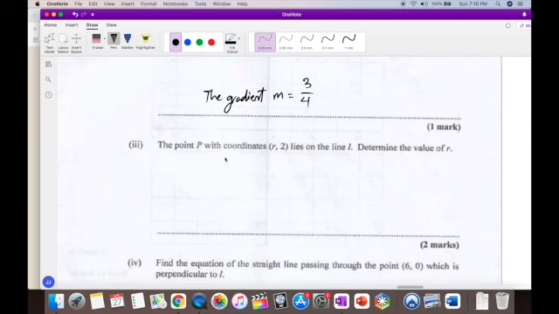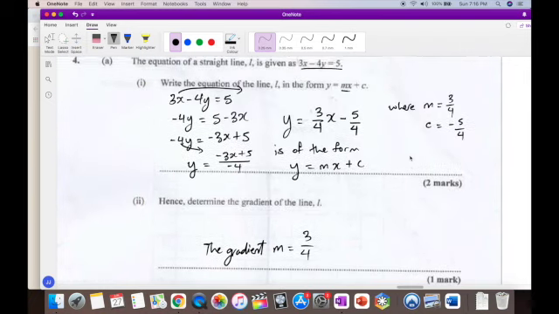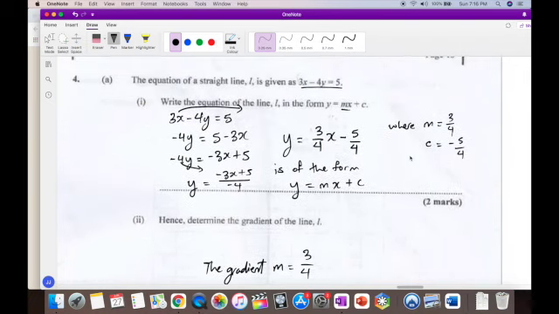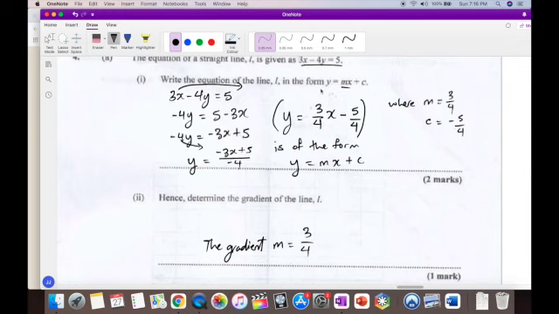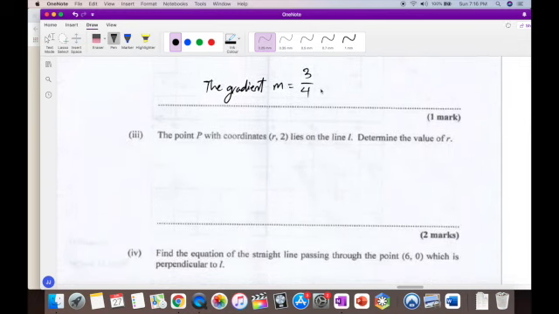The point P with coordinates r and 2 lies on the line. Determine the value of r. So we don't actually have to use this equation in order to determine the value of r. We could actually use the original equation, 3x minus 4y is equal to 5.